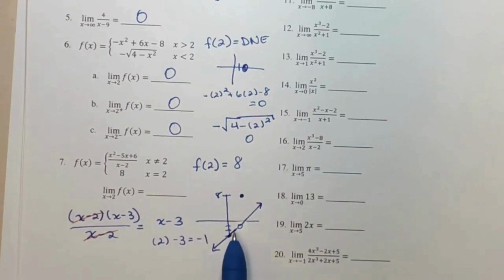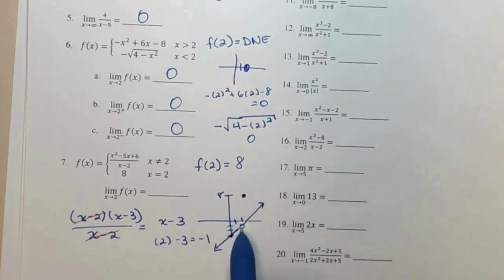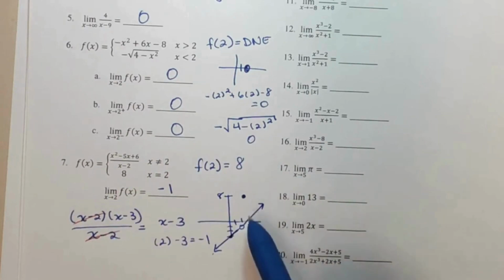So you end up having a graph that looks like this. When x equals 2, we have a hole at (2, negative 1). If we think about our limit, from the left it approaches negative 1. From the right, it approaches negative 1. So that's where my limit exists. Our function is defined at 8 when x is 2, which is a removable point like this.